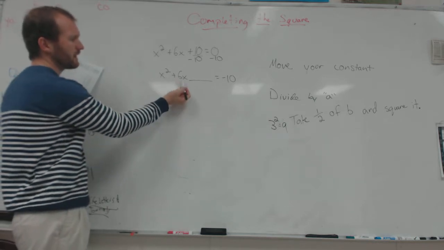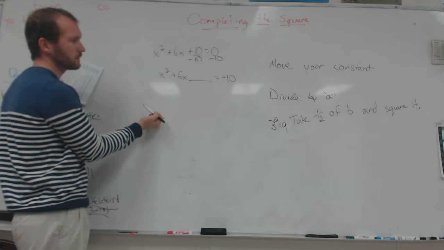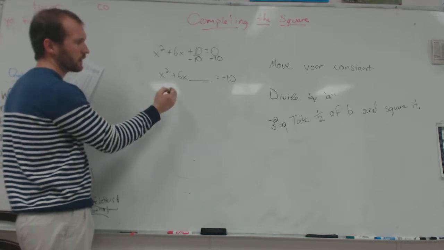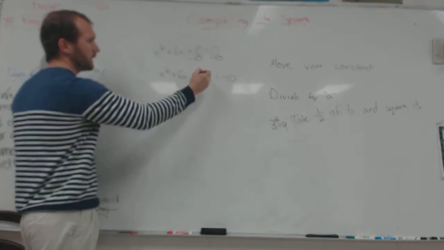Okay, I'm going to take half of 6, which is 3, square it, which is 9. I'm going to add 9 to both sides.